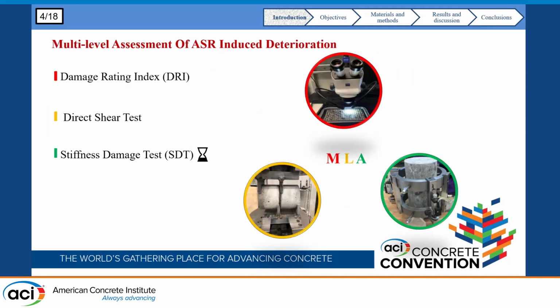Now, this research is focused on the use of multi-level assessment techniques, which involve the damage rating index to assess the impact of expansion on internal distress, and the use of the direct shear test and stiffness damage test to assess the associated deterioration from ASR. So today we won't be discussing the SDT due to time constraints.